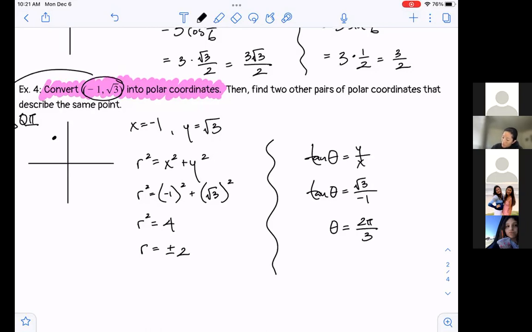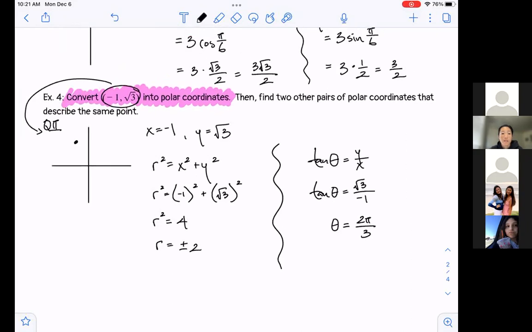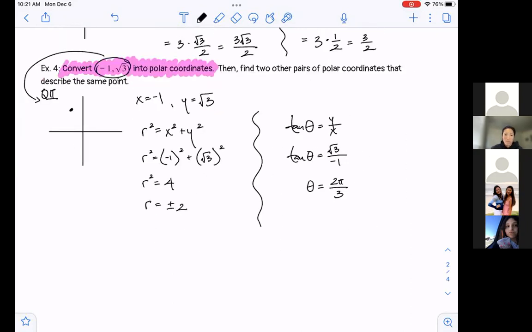And so if we wanted to write one coordinate for the one that matches -1 comma √3, we could write 2 comma 2 pi over 3. Right? Just like the beginning questions, I would go to 2 pi over 3, which is right about here, and then I would count out 2 circles and I would get to the same place as my rectangular coordinate. So this, I would say, is maybe the most straightforward answer.